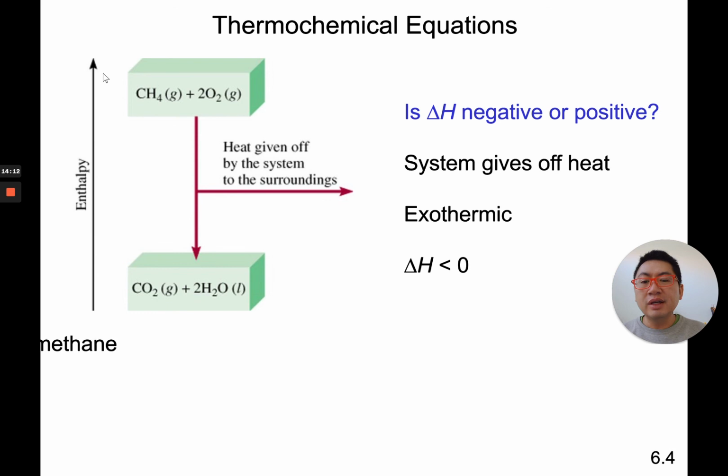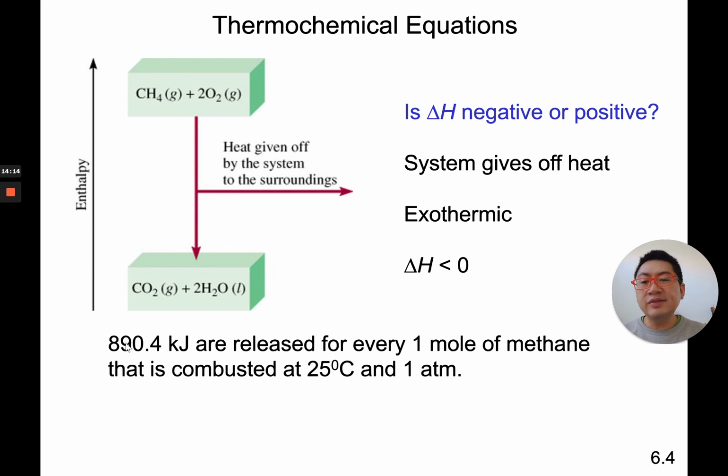So if you had the statement, 890.4 kilojoules of heat, kilojoules is a measure of energy, 890.4 kilojoules of energy are released for every 1 mole of methane that is combusted at 25 degrees Celsius in 1 atmosphere. If you didn't know what methane is, CH4 is methane.